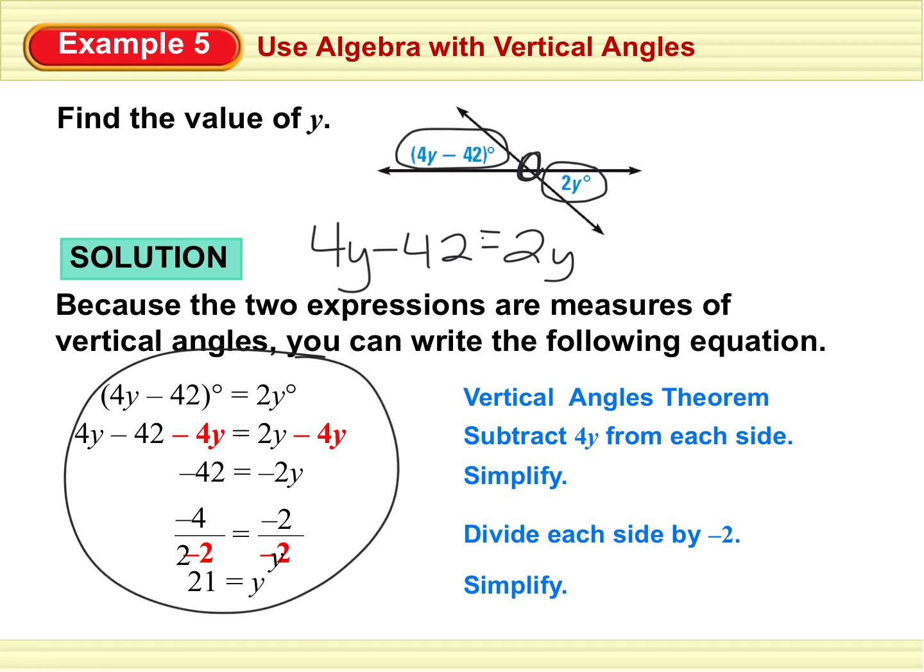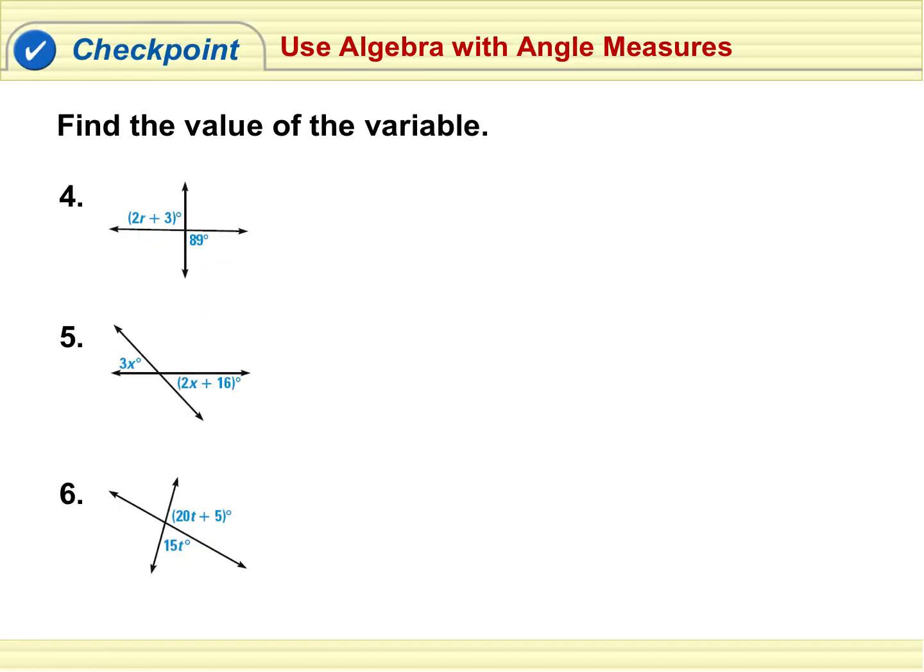How many questions are going to be like that on them? Okay? Let's do some of those. On number 4, look at the angles that are given. Think of the relationship. Is that a vertical angle or a linear pair? Vertical. What do you know about vertical angles? They're equal to each other. So what do we need to do with those? Set them equal to each other. What is that number? 89.